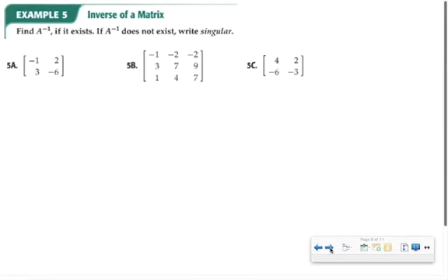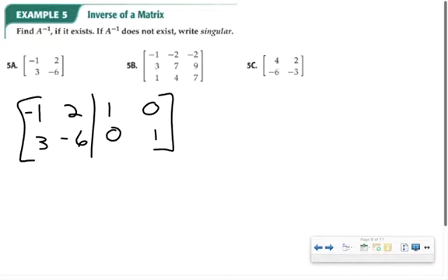We set up an augmented matrix of -1, 2, 3, and -6. And on the other side of the bar is the identity matrix. And so what we're working towards is for the left side of the bar to look like this. And then what's on the right side of the bar would be the inverse of the matrix that we started with. First step, I'm going to multiply A by 3 and add it to B.